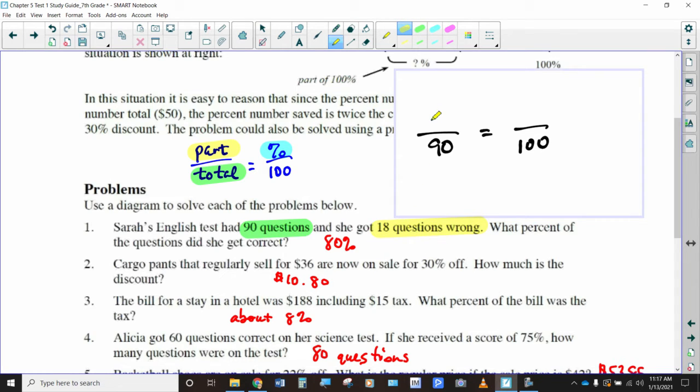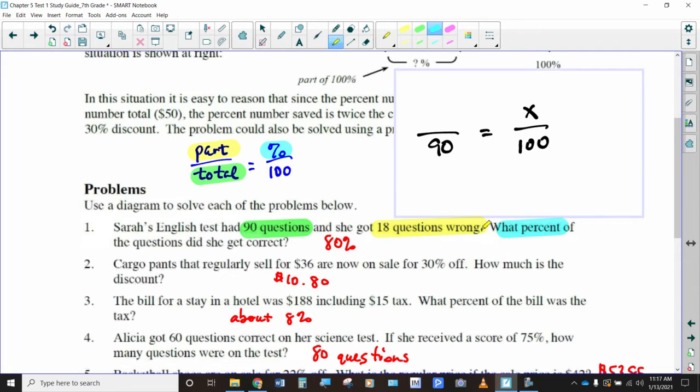I'm not going to quite write this up there yet because there's something I want to talk to you about, because there's a common wrong answer that students are going to get on this. Then it says, what percent of the questions did she get correct? When it asks what percent, that obviously is where our variable is going to go. So I'm going to put my variable here.